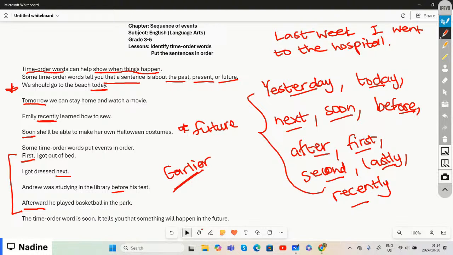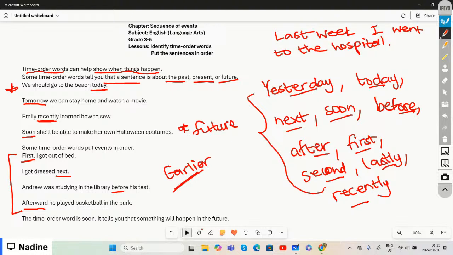Yes, a week ago. Well done. Because a week ago, that is basically our time order words, because it will tell us when did it take place? A week ago. So well done. A week ago is correct. Yes, so that is correct. You see, if we use words like a week ago, before, yesterday, today, recently, soon, first, last, and so on, those are time order words.